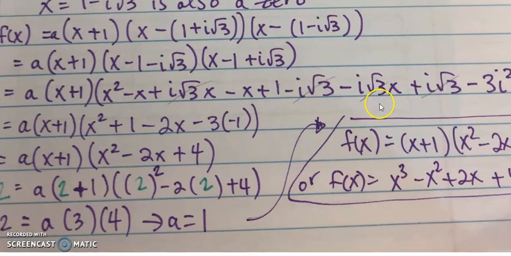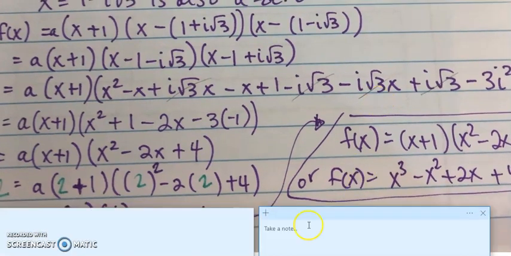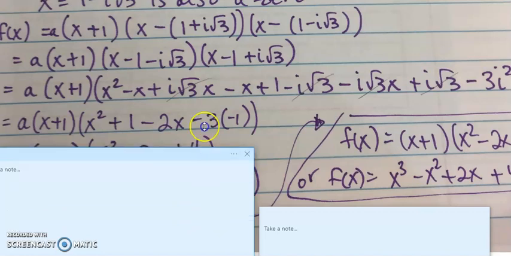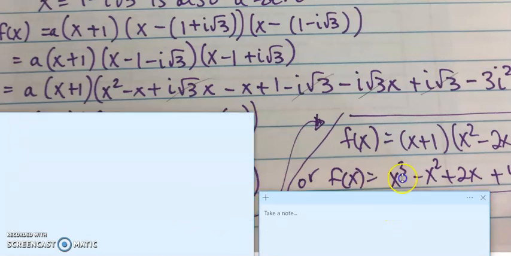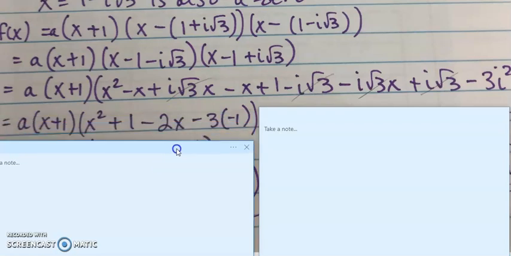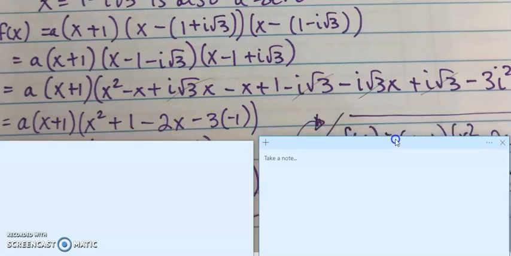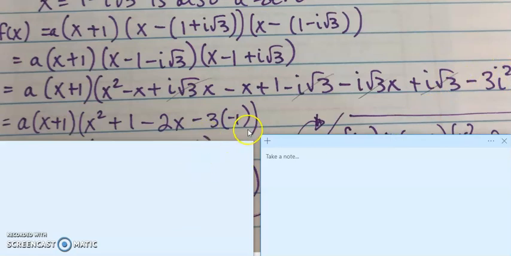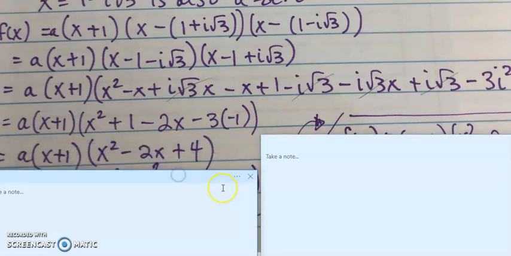Then if we continue and collect our like terms, you'll notice you have a few things that are going to cancel out. So once you cancel out that i root 3 times x and the i root 3, you also have this negative x and this negative x that come together to give me negative 2x. That i squared will become -1. So when we put all that together, we've got a -1 times -3, which is +3, plus 1 becomes 4. So we now have x squared minus 2x plus 4 times x plus 1.